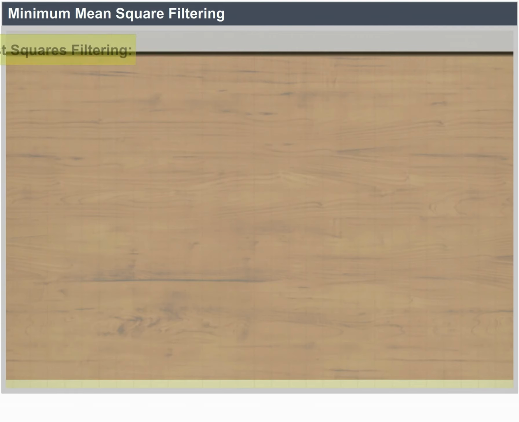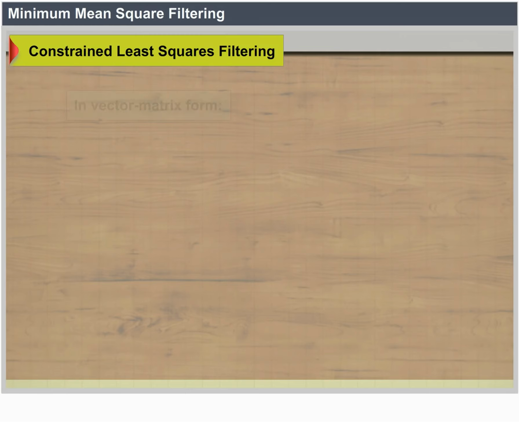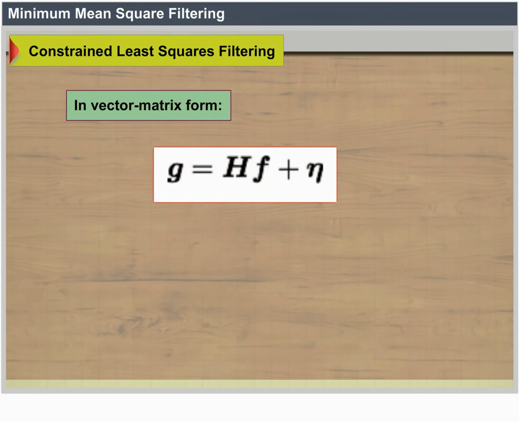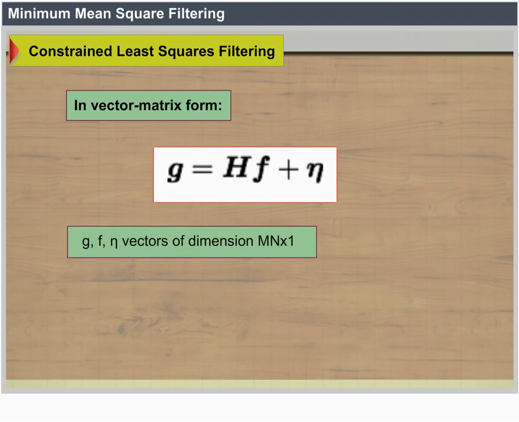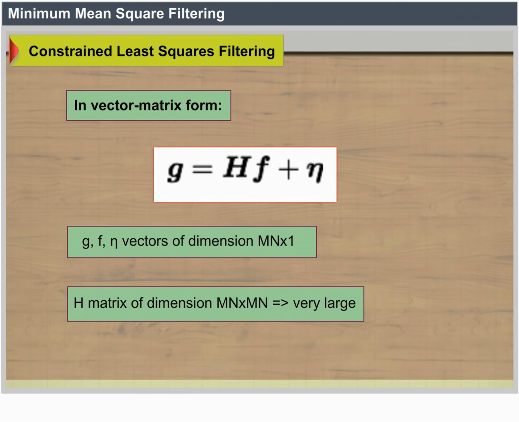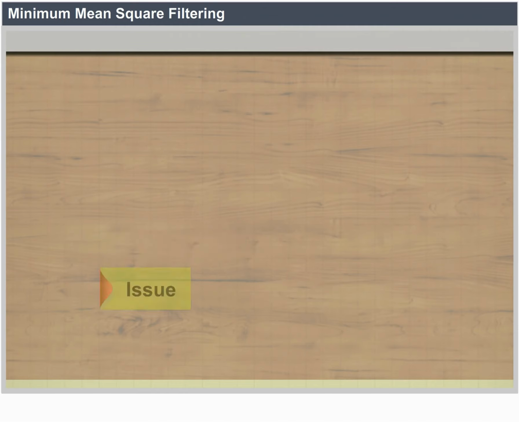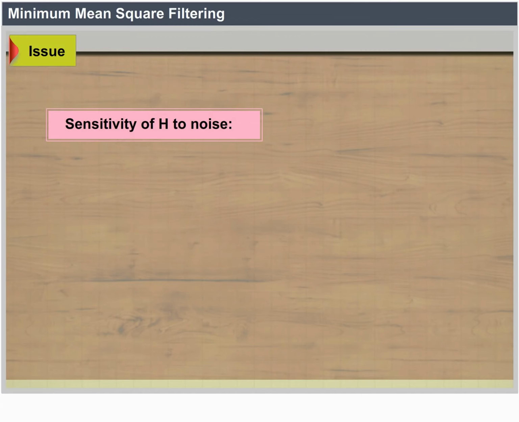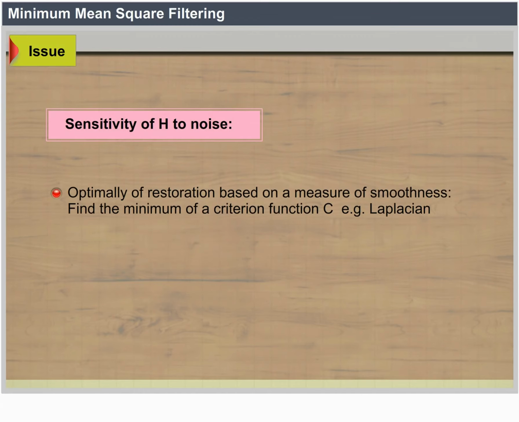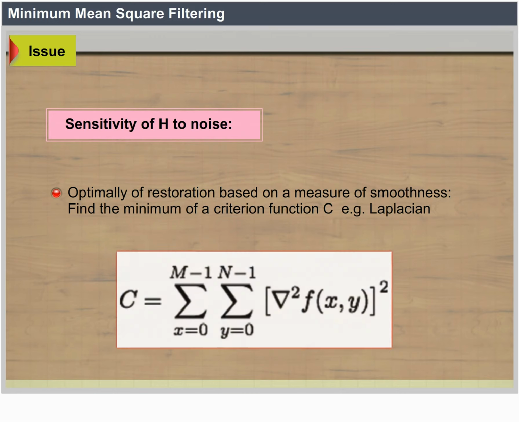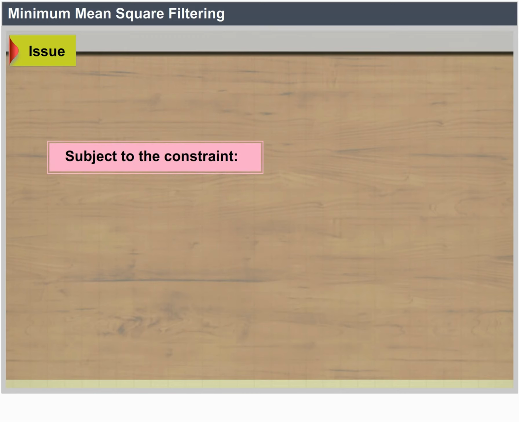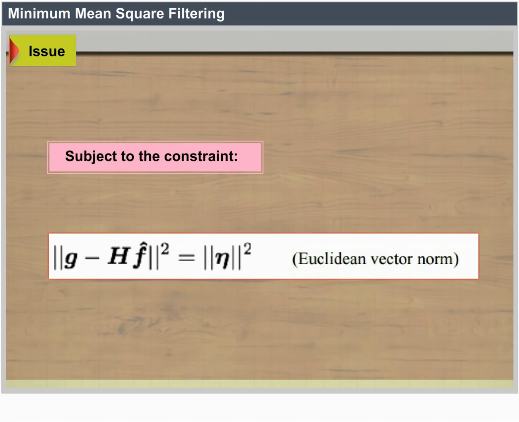Constrained least square filtering. In vector-matrix form, g equals Hf plus eta. g, f, and eta are vectors of dimension mn by 1. H, a matrix of dimension mn by mn, is very large. Issue: sensitivity of H to noise. Optimally, restoration is based on a measure of smoothness. Find the minimum of a criterion function C, Laplacian. The equation is as shown, subject to the constraint, the Euclidean vector norm, also shown on the screen.